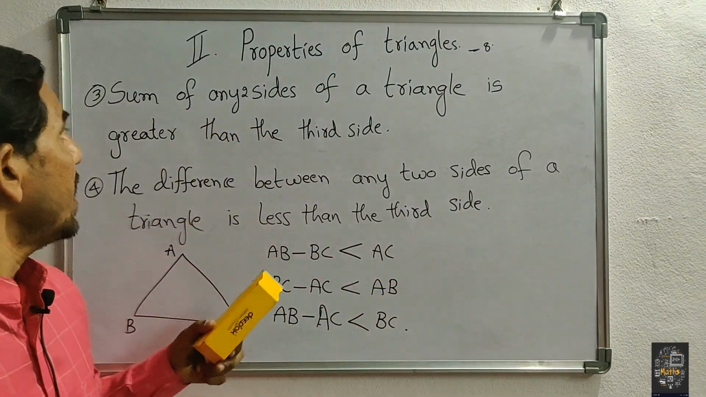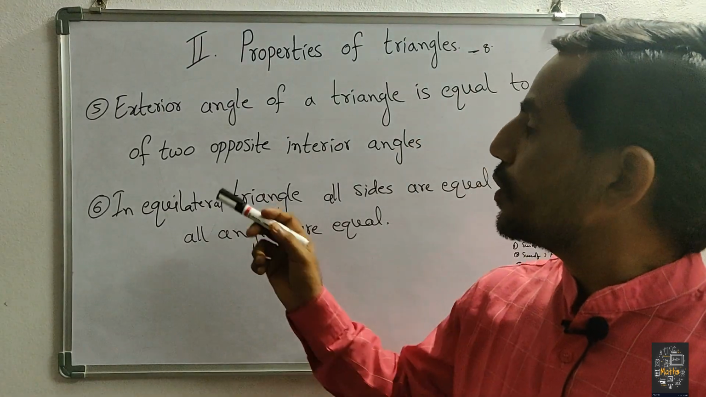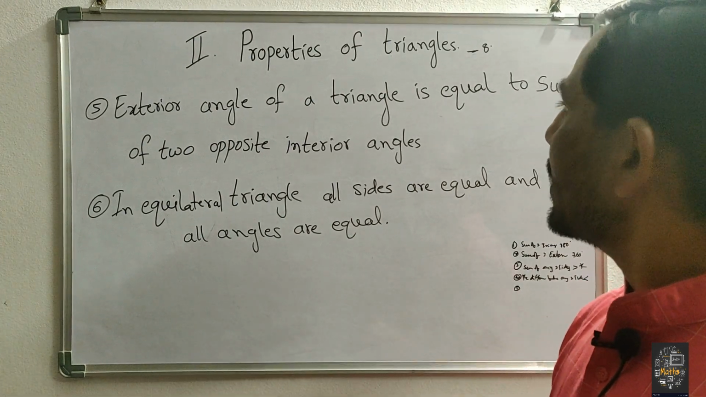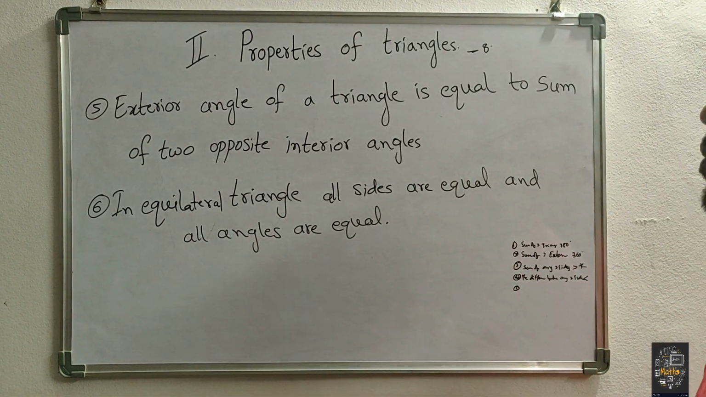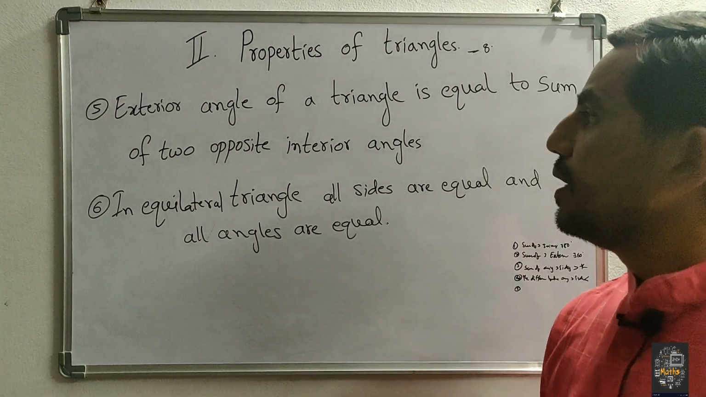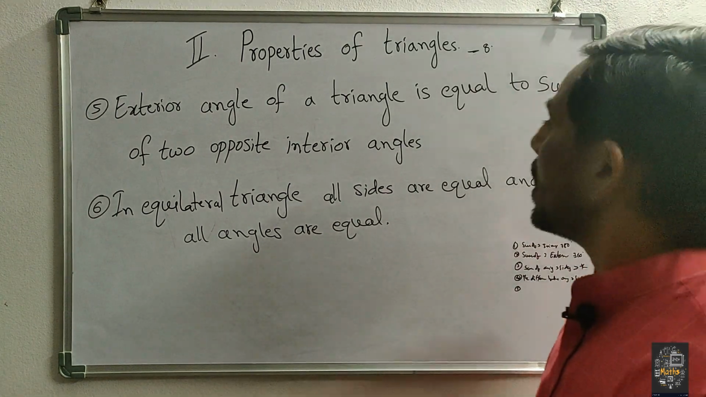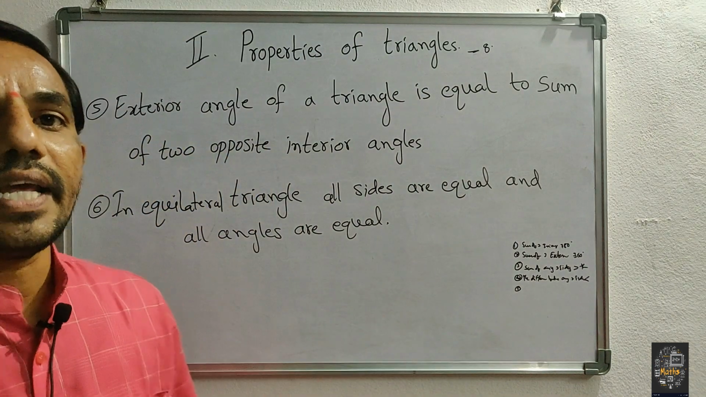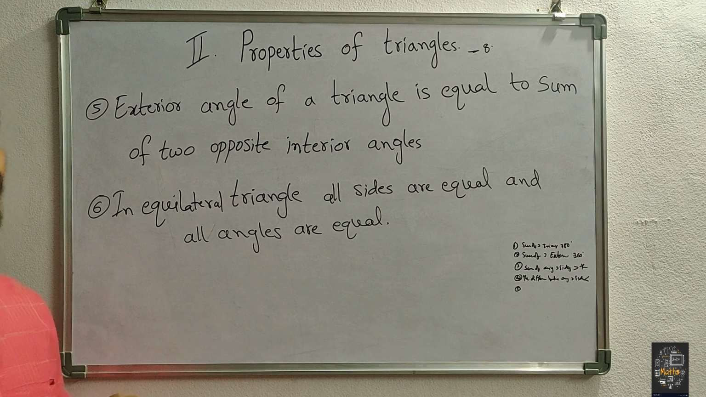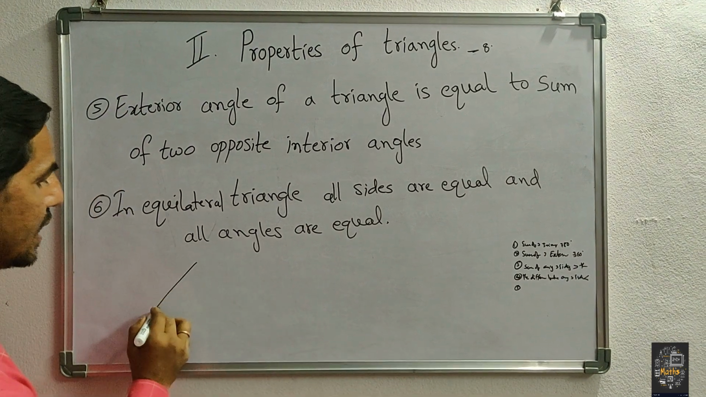Okay, now next one. Fifth property: the exterior angle of a triangle is equal to the sum of two opposite interior angles. Once again, the exterior angle of a triangle is equal to the sum of two opposite interior angles. Okay, I will draw that. This is the triangle.